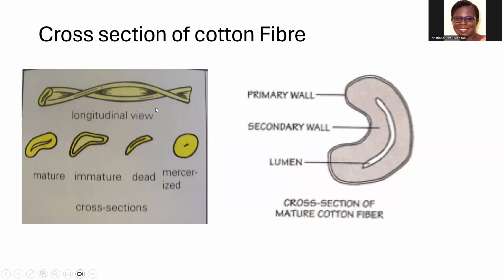So when you look at it, it has convolution. Okay, so this shows a matured cotton. It looks like a bean. So this is immatured. You can see it here. So this one means that it is dead. It was not able to mature. So here, when you put cotton in caustic soda or base, it assumes a cylindrical shape. Cotton is a very dull fabric, but after mercerization, it becomes lustrous. And that is the reason. So it is like this.